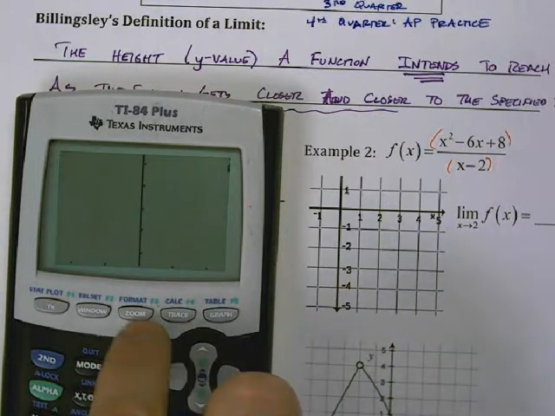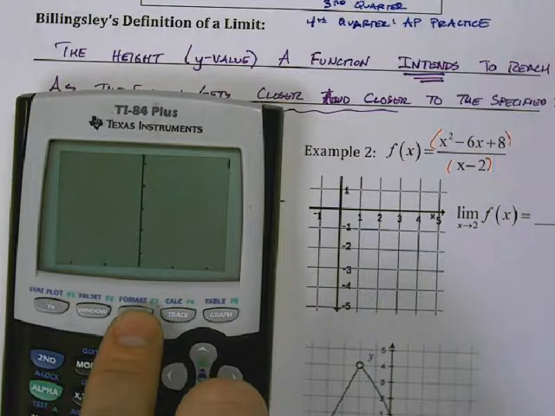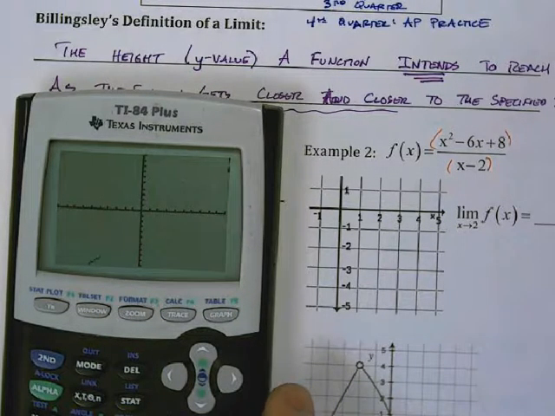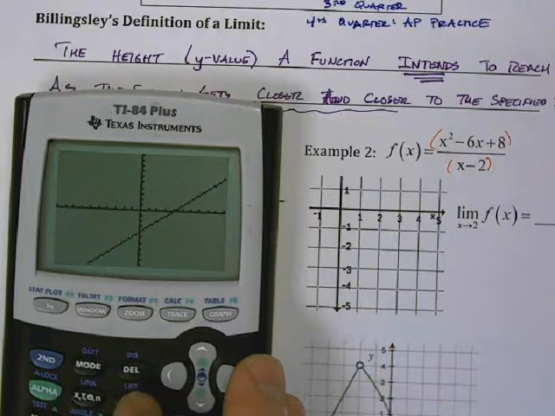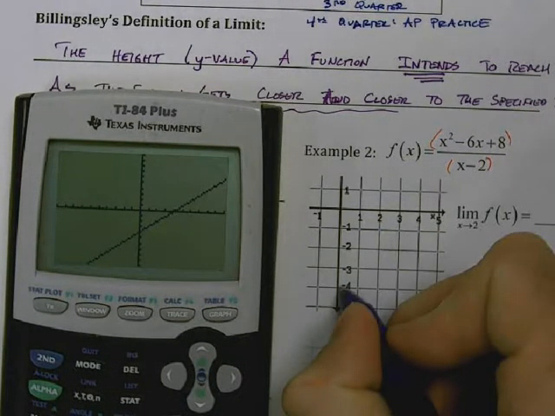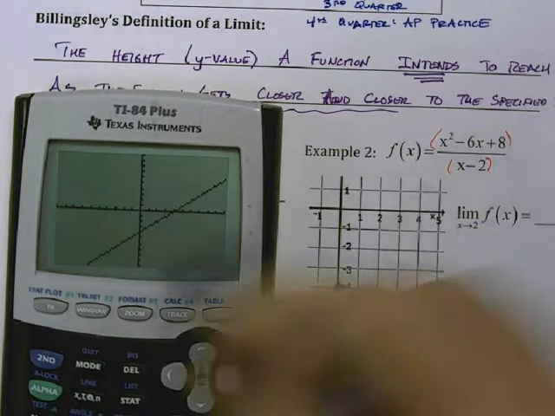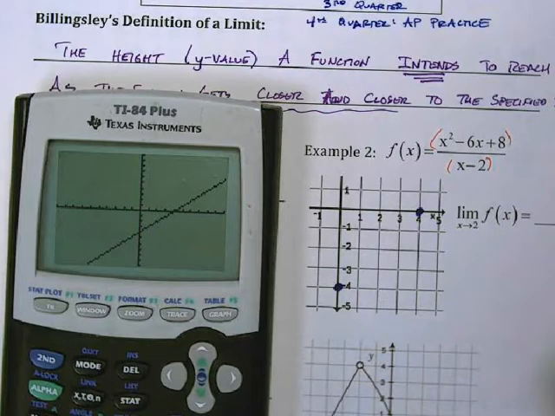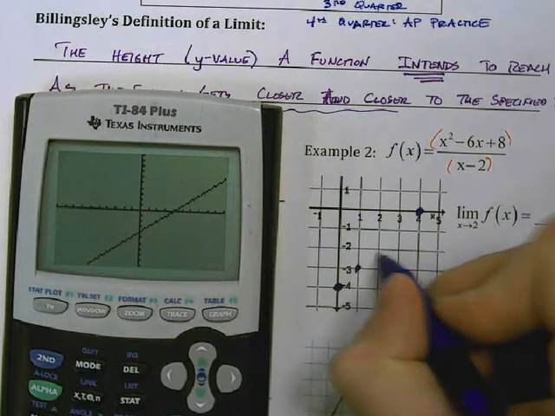I'm zoomed in somewhere funky. Remember, you can always get back to your base graph by hitting zoom 6. It'll take you back to that base graph. The graph just looks like a straight line. This straight line intercepts the y-axis at -4, intercepts the x-axis at +4, and has a slope of 1, going up 1 over 1, up 1 over 1, up 1 over 1.